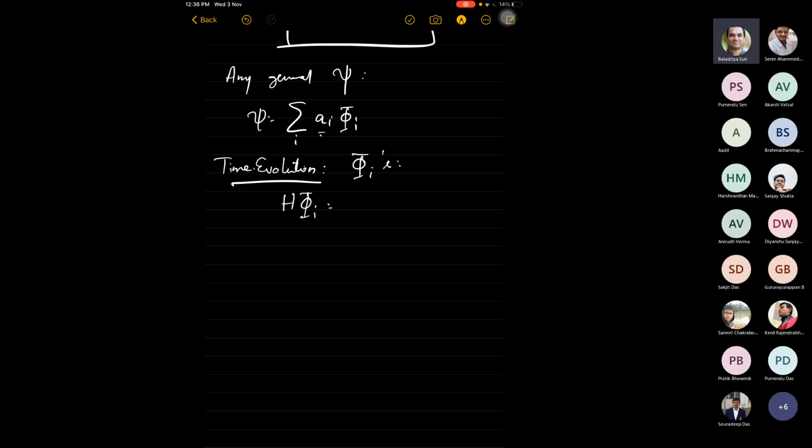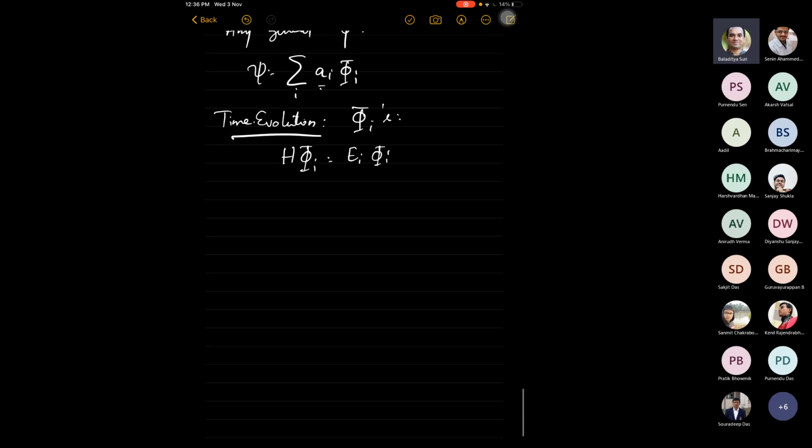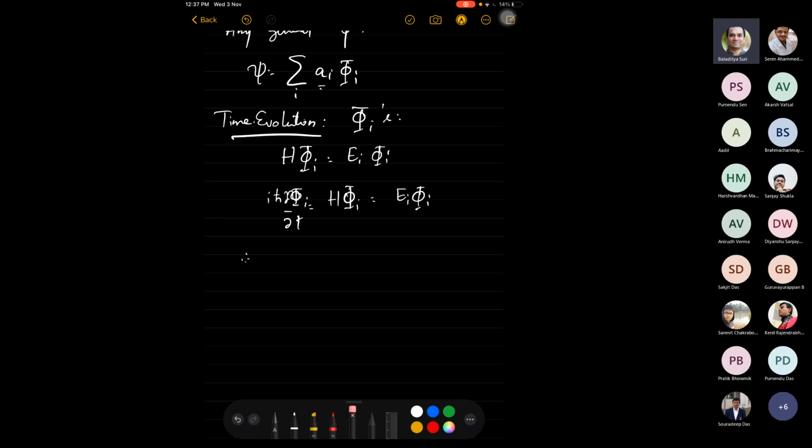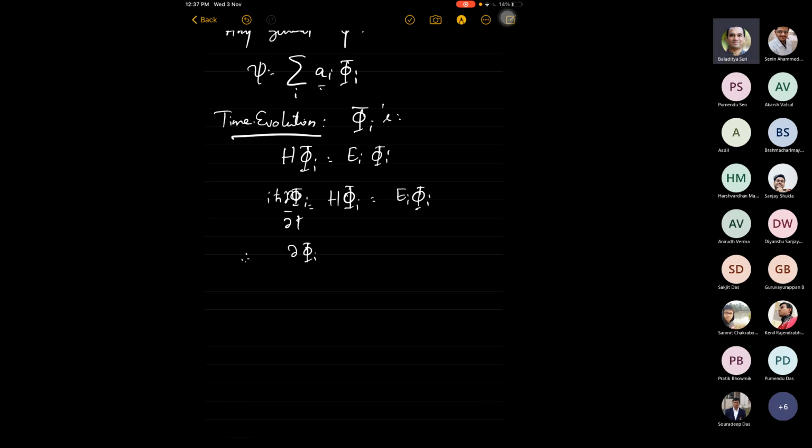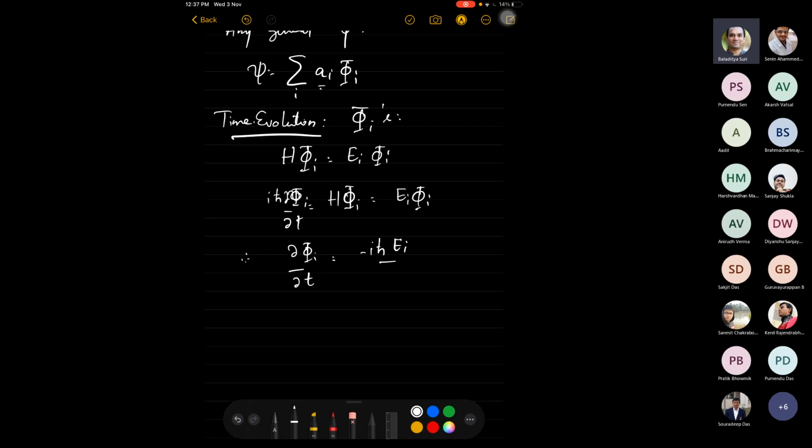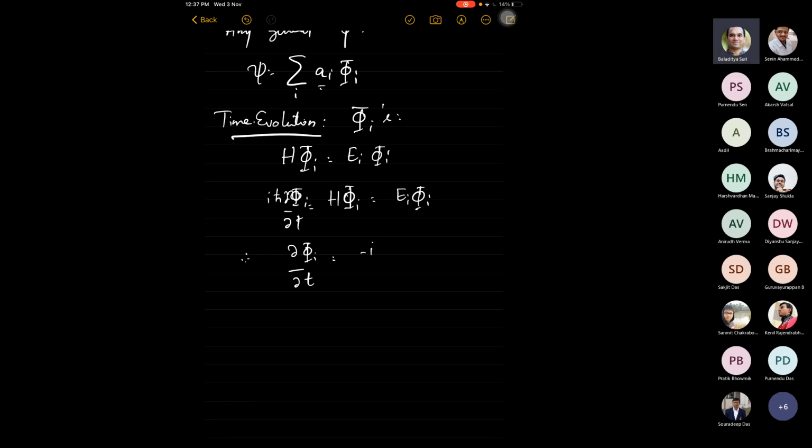We know that H phi_i is E_i phi_i. This is true for all energy eigenfunctions, right? Now, this is also equal to i h cross del phi by del t, which is H phi_i, which will be E_i phi_i. Therefore, it's not d phi_i, it's del phi_i by del t equal to minus i E_i by h cross times phi_i.